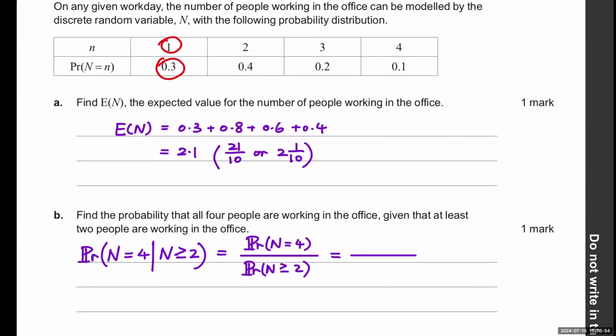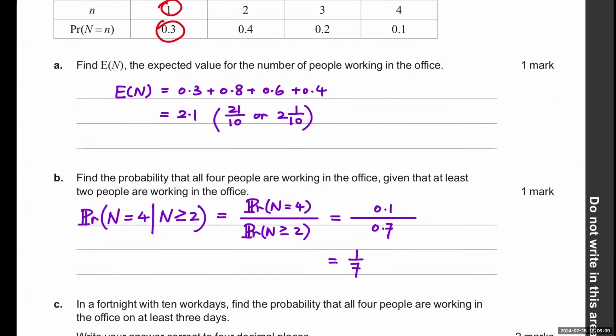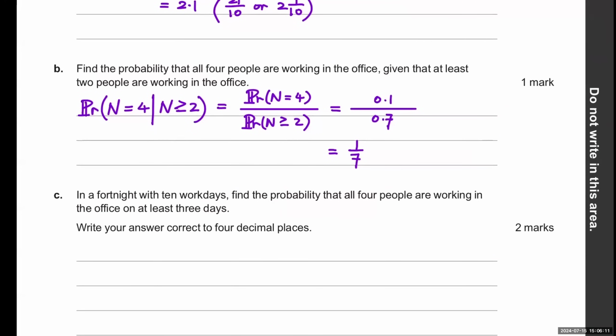Probability N equals to 4 is 0.1. And the probability of N greater than or equal to 2 is excluding 0.3. So we have 0.7. So the answer, the question didn't give us any rounding instruction. And I suppose we need to write the answer as 1/7, okay? Not the decimal approximation.